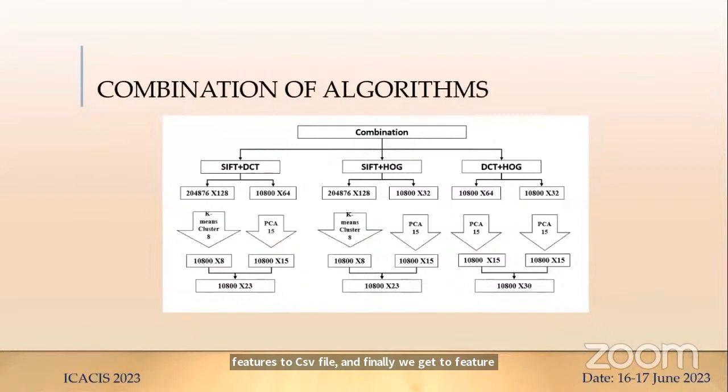Next is the combination of algorithms. This is one part of our novelty. We combine all the algorithms, that is SIFT, DCT and HOG, in pairs: SIFT plus DCT, SIFT plus HOG, DCT plus HOG. This flowchart shows the feature vector size after adding different algorithms with each other.